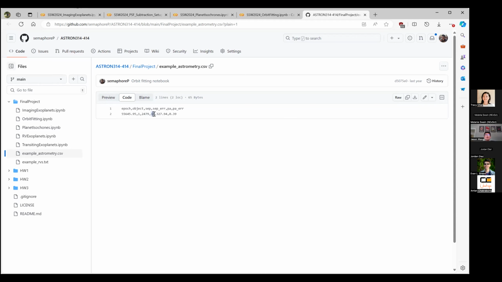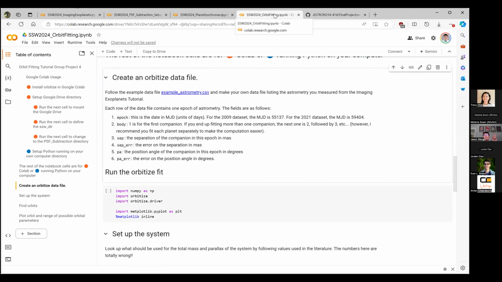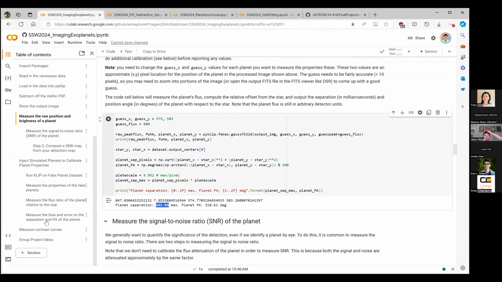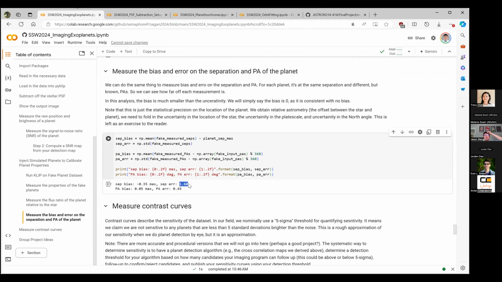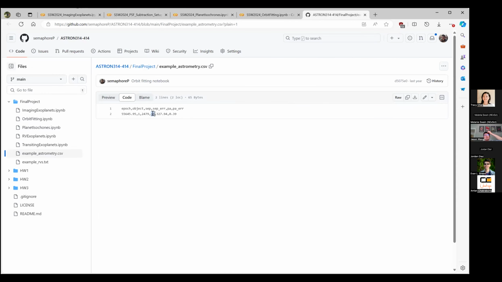The error on the separation, we do technically measure an error with the 2 fake planets we injected, but it's not very accurate. But I guess we're just gonna use it. So we're gonna use the error in separation that we measured. If you go down to this part of the notebook, we measured an error in separation of 1.6 milliarc seconds and measured an error in PA of 0.45. So we'll put the error in separation as 1.6. We'll put the PA of the planet, and then we'll put the PA error as 0.45.